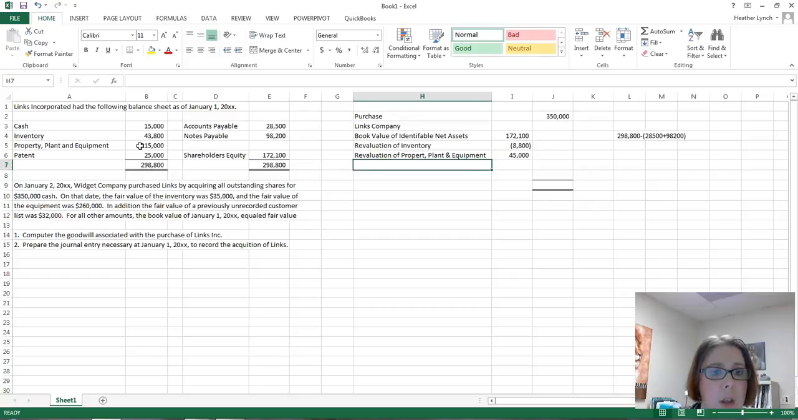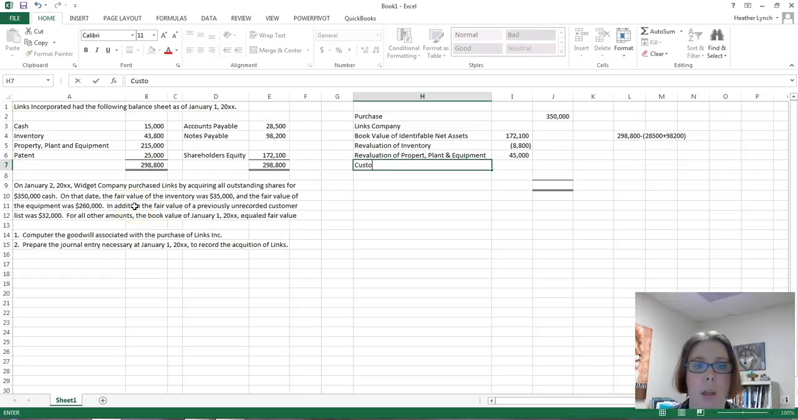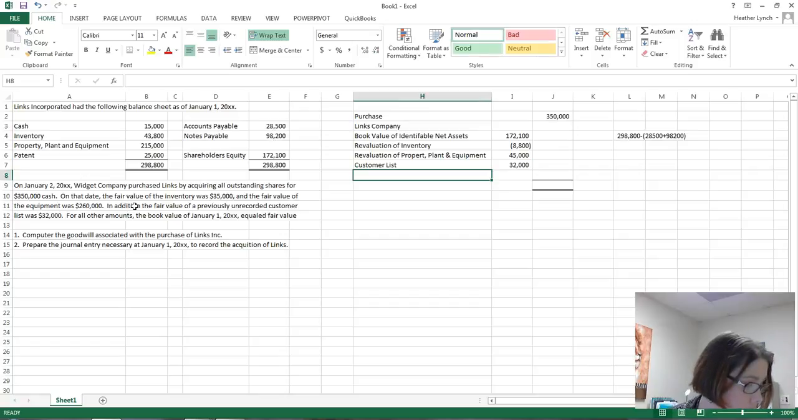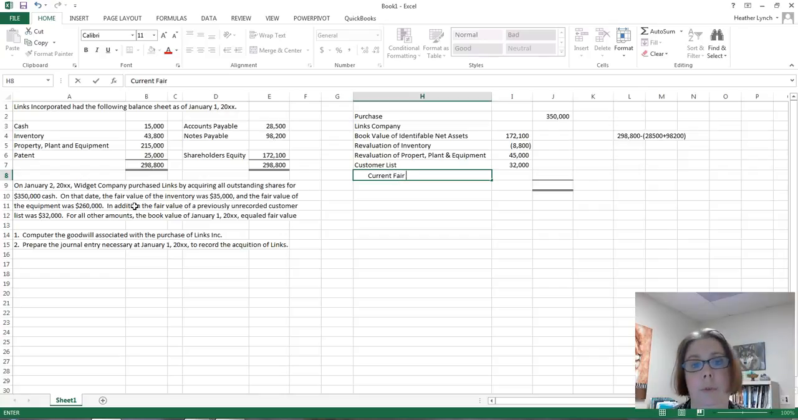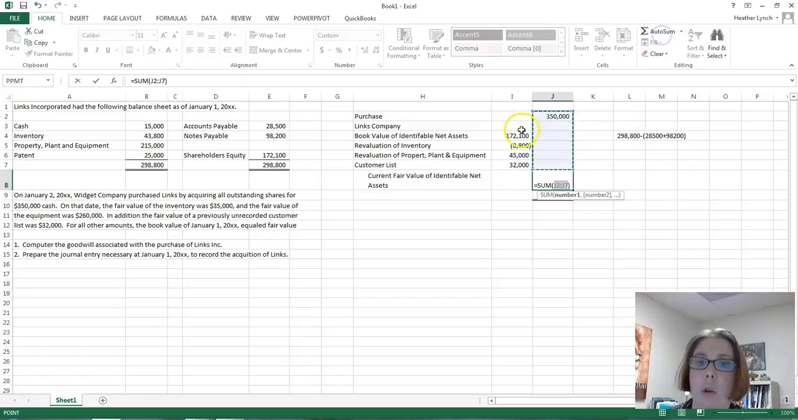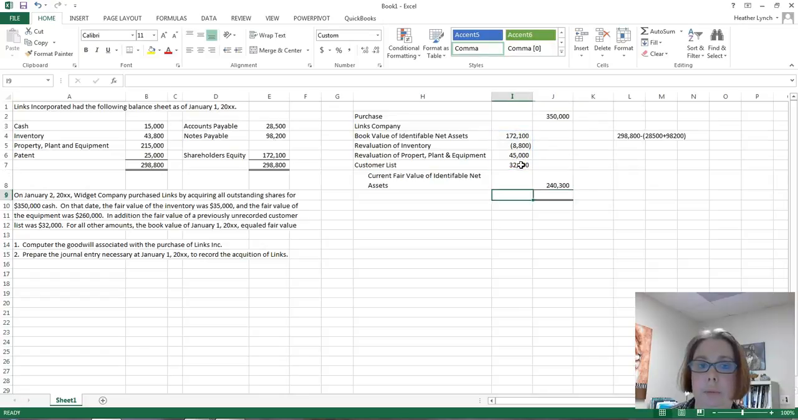Now they also noted that the rest of the accounts payable was the same, notes payable was the same, but they had an unrecorded customer list. That's a value, and that was $32,000. So our current fair value of identifiable net assets was a total of all of these together.